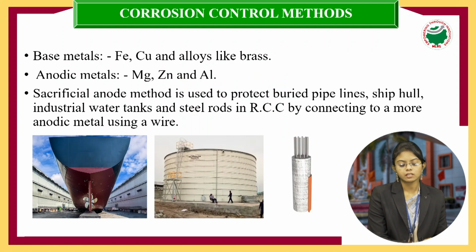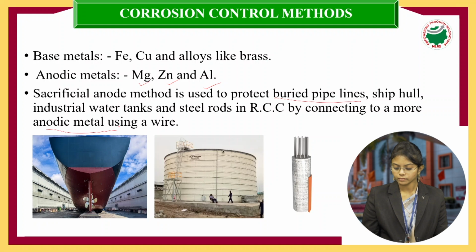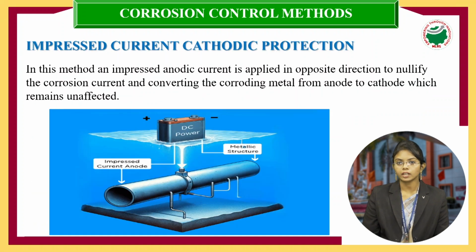Here the base metals we usually take are iron, copper, and brass, and the anodic metals we use are more active metals, as I said, like magnesium, zinc and aluminium. Some examples of this sacrificial anodic method are protecting buried pipelines, ship hulls, water tanks in industries, and steel rods, by connecting them to a more anodic metal. This is the sacrificial anodic protection.